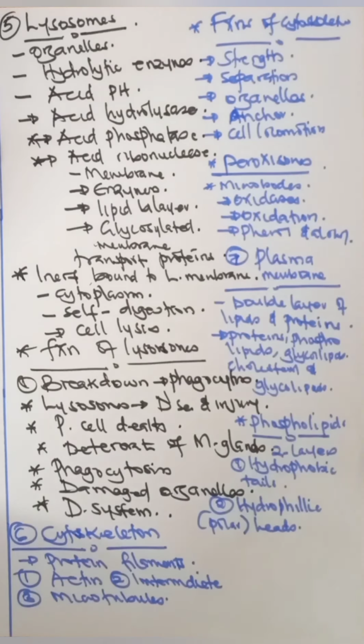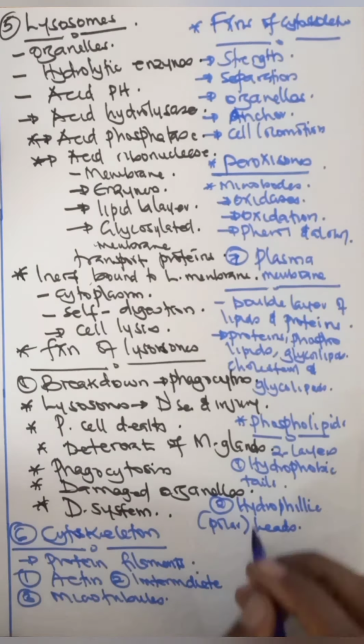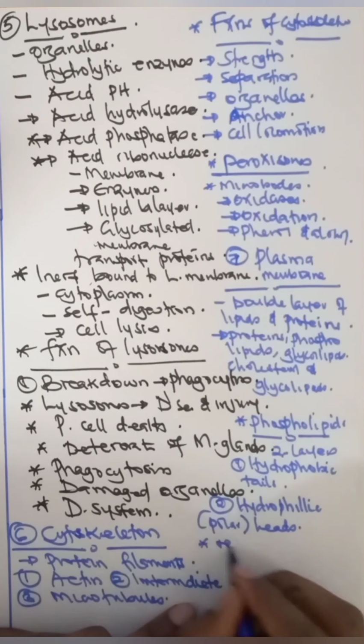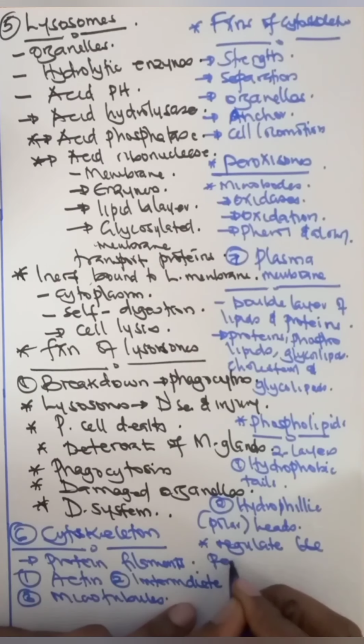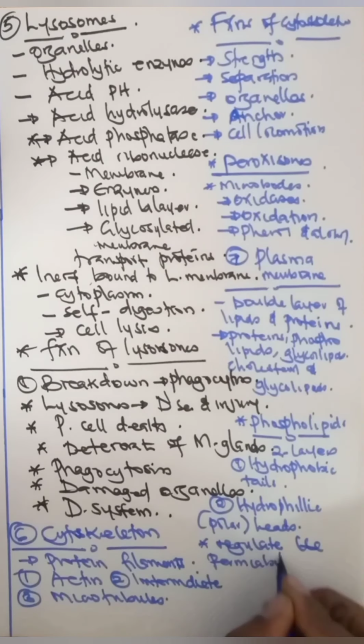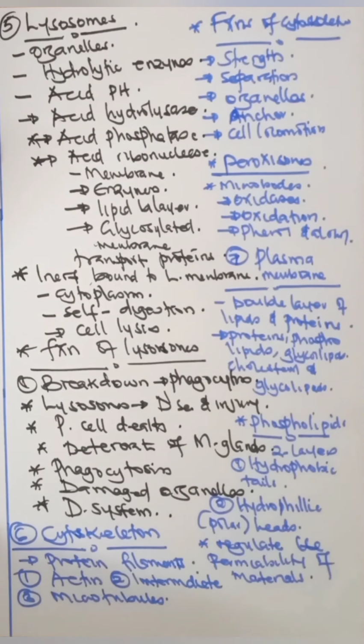So the hydrophobic tails and the hydrophilic heads are very important in that this unique structure, together with the integral transporter proteins, regulates the permeability of materials through the membranes. So that is key about the lipid bilayer.